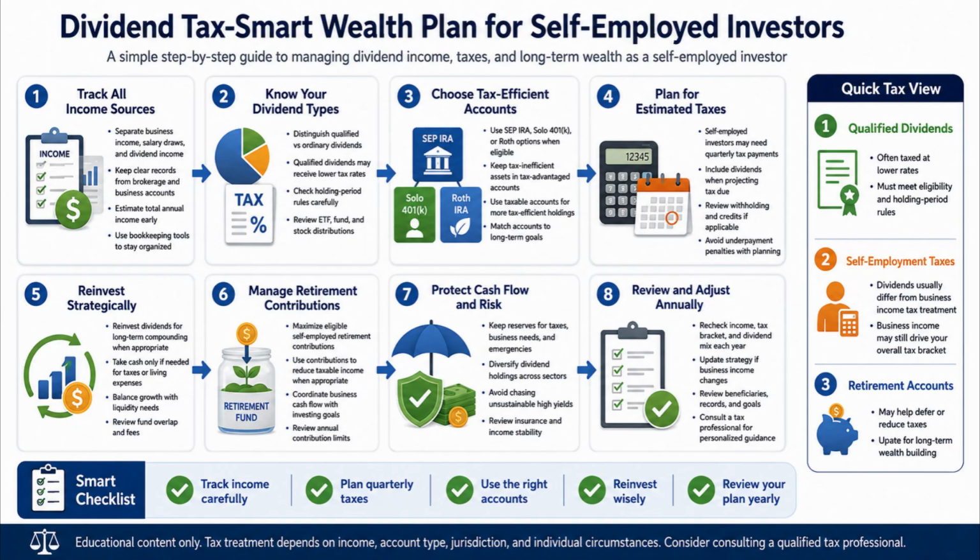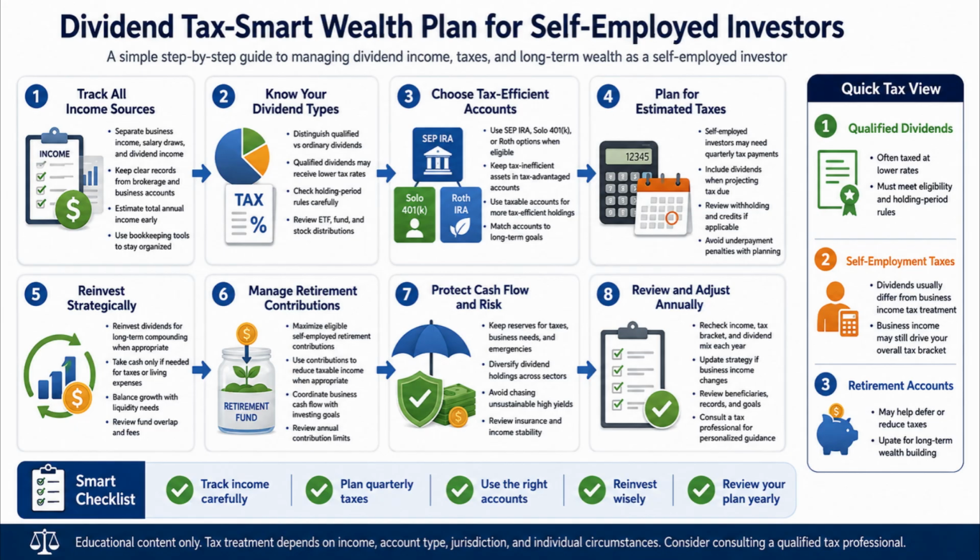Another key step is to protect cash flow and risk. Because self-employed income can change from month to month, it is important to keep reserves for taxes, business needs, and emergencies. At the same time, diversifying dividend holdings across sectors may reduce the risk of relying too much on one income source. Avoiding unsustainable high yields is also important, because a very high yield can sometimes signal higher risk.